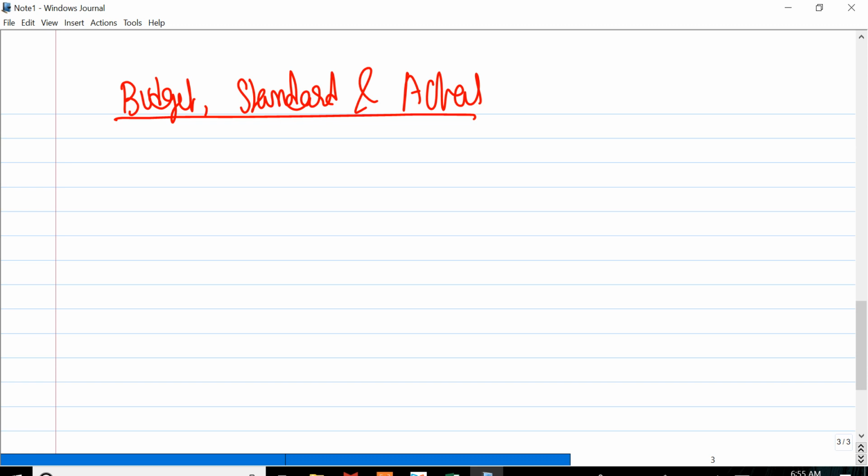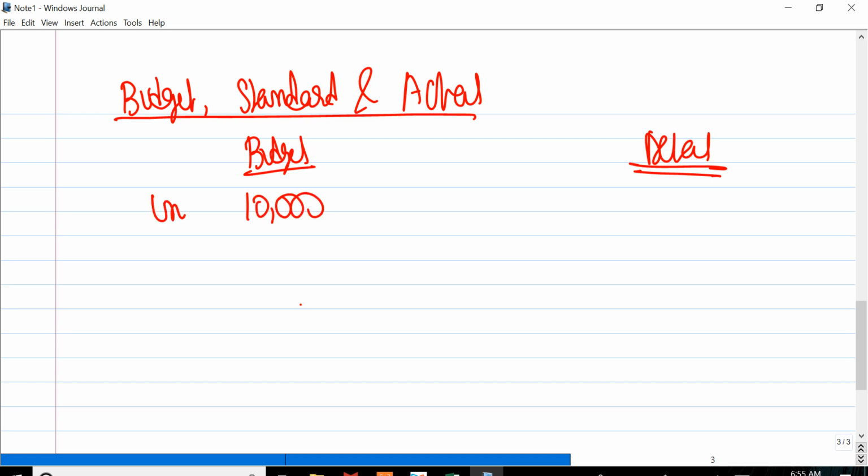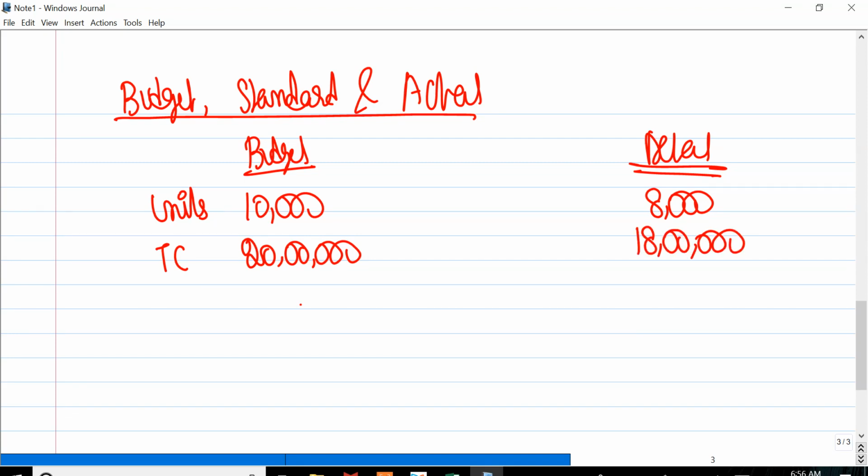Now I'll give an example. Budget and actual. Budget is determined at the beginning of the year. The budget was to produce 10,000 units and incur a cost of 20 lakhs. He has ended up producing 8,000 units. We ended up producing 8,000 units because the demand was not there, some other issue. We said that we'll produce only 8,000 units. We have incurred a cost of 18 lakhs. Okay, 10,000 units, 20 lakhs wanted to be incurred; 8,000 units, 18 lakhs.